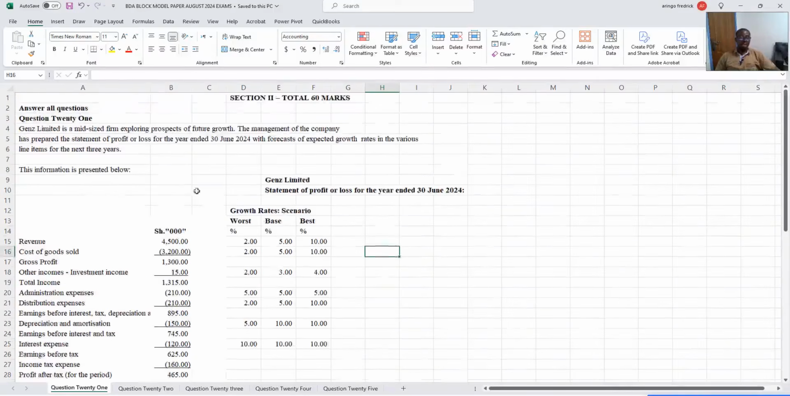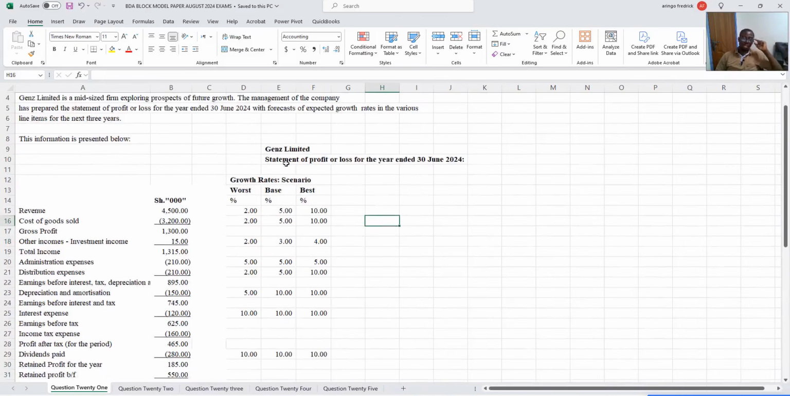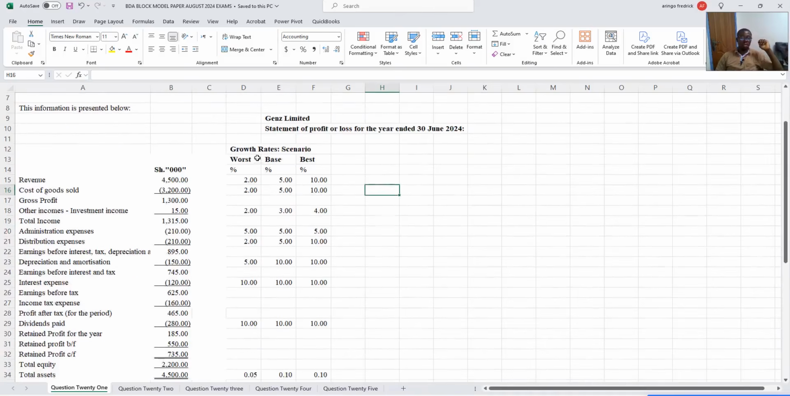Yeah, so let us start with question number 21, in which you are required to answer all the questions. We are told that Gen Z Limited is a mid-sized firm exploring prospects of future growth. The management of the company has prepared the statement of profit or loss for the year ended 30th June 2024 with forecast of expected growth rates in various line items for the next 3 years. This information is presented below. We have the Gen Z Limited statement of profit or loss for the year ended 30th June 2024. We also have our growth rates and we are given different scenarios in our growth rates.